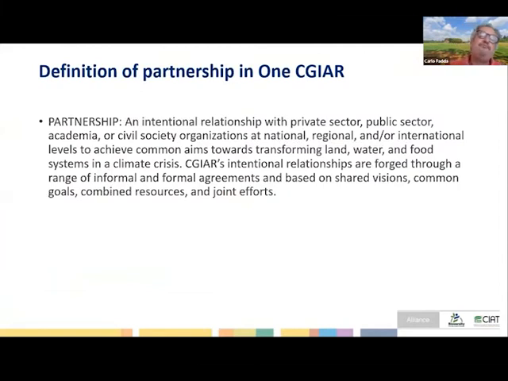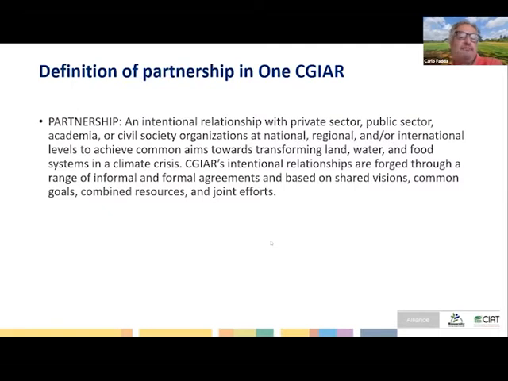So first of all, this is a little bit general. What is a partnership? As defined in the One CGIAR and in the document that Holger has alluded to in his presentation, it is an intentional relationship with private sector, public sector, academia or civil society organizations at national, regional, and/or international levels to achieve common aims towards transforming land, water, and food systems in a climate crisis. CGIAR's intentional relationships are forged through a range of informal and formal agreements and based on shared visions, common goals, combined resources, and joint efforts.